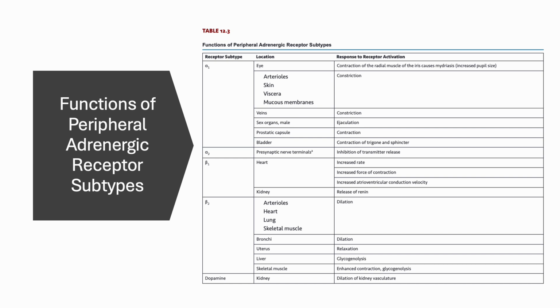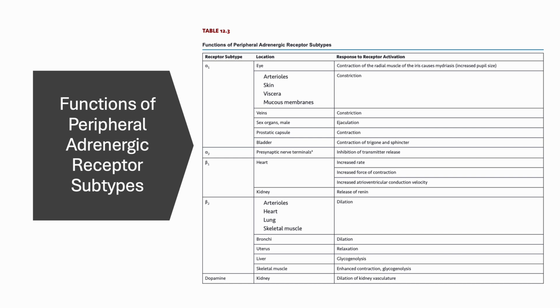Going back to beta 2, noticing that there are many locations where beta 2 can be found, these receptors mediate several important processes. Activation of beta 2 receptors in the lung leads to bronchial dilation. In the uterus, it causes a relaxation of uterine smooth muscles. Activation of beta 2 receptors in arterioles of the heart, lungs, and skeletal muscles also causes vasodilation, which is an effect opposite to that of the activation of alpha 1 on the same areas.